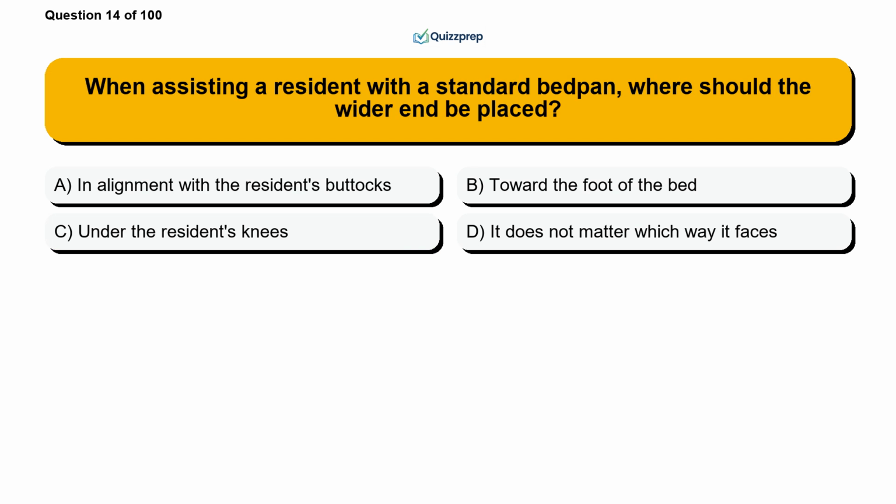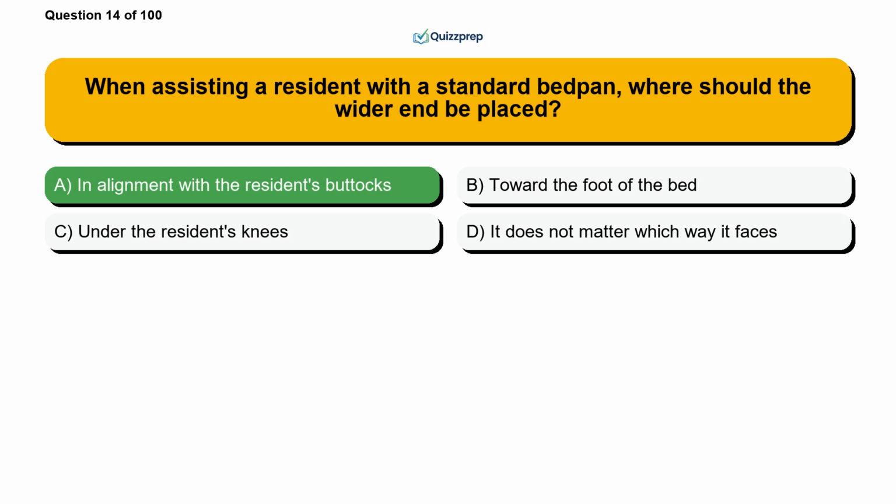Question 14. When assisting a resident with a standard bedpan, where should the wider end be placed? Option A, in alignment with the resident's buttocks. Option B, toward the foot of the bed. Option C, under the resident's knees. Option D, it does not matter which way it faces.